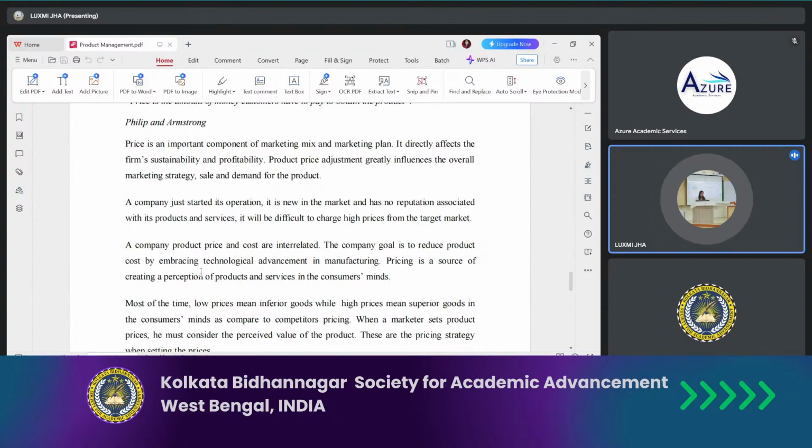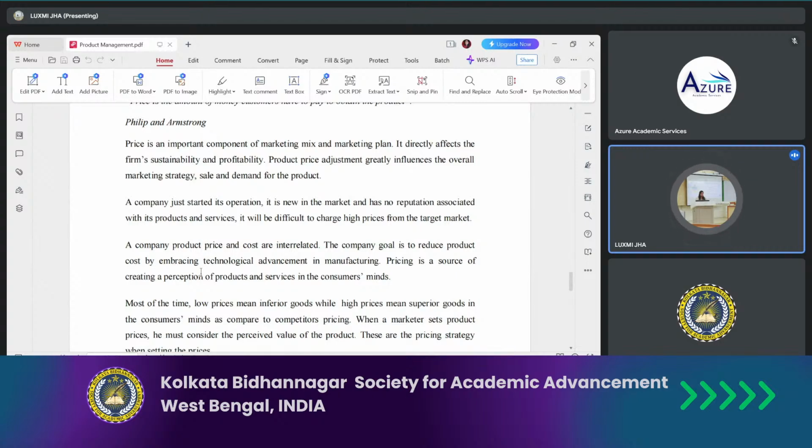A company's product price and costs are interrelated. The company's goal is to reduce the product cost by embracing technological advancement in manufacturing. Pricing is a source of creating a perception of the product and services in the consumer's mind.